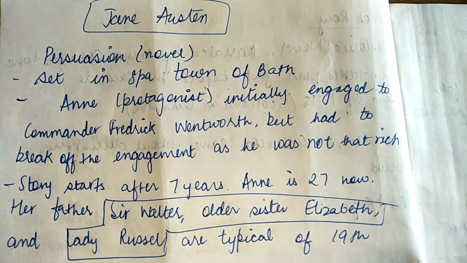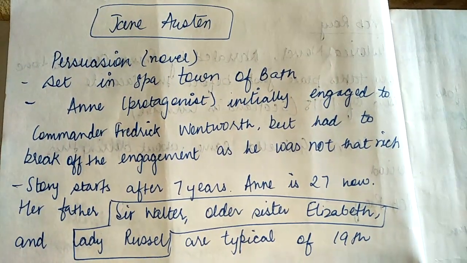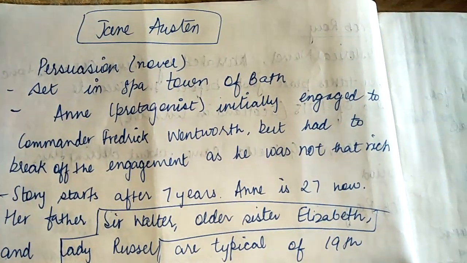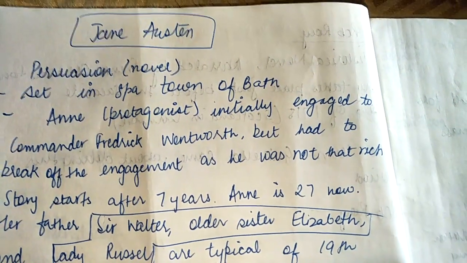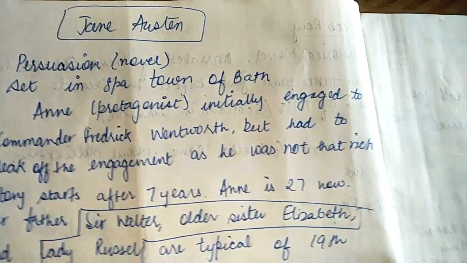But at the time, Anne was only 17 years old, and when she was proposed to by Wentworth, she just said yes, and they had an engagement. But very few people knew about the engagement. Even Anne's own younger sister Mary was not aware of their engagement.